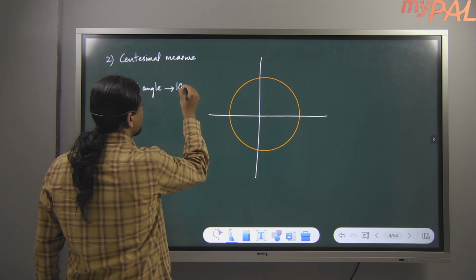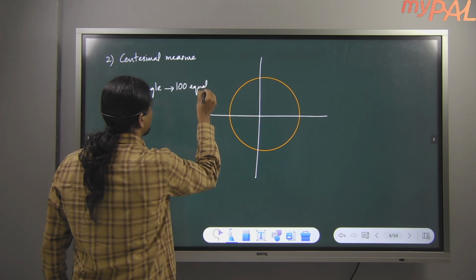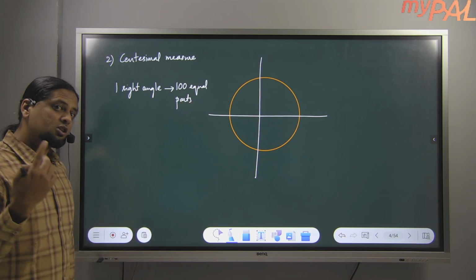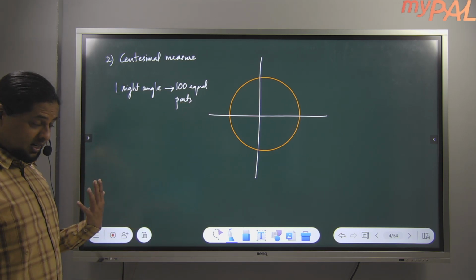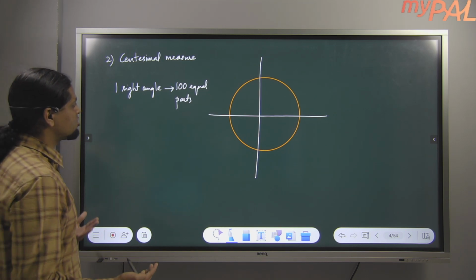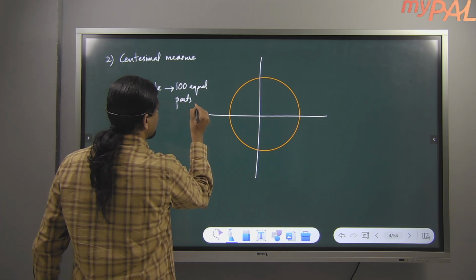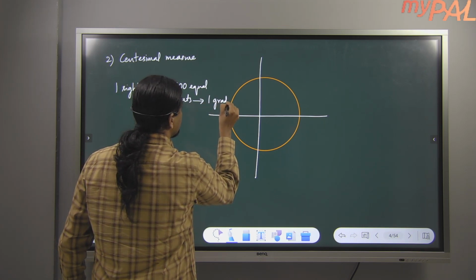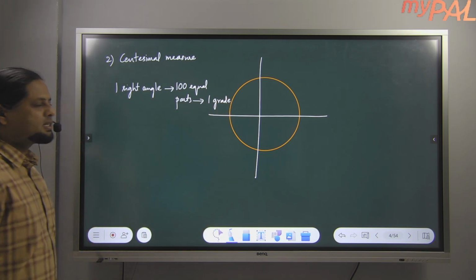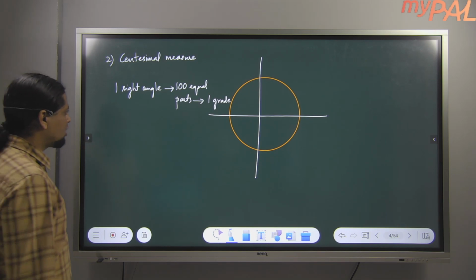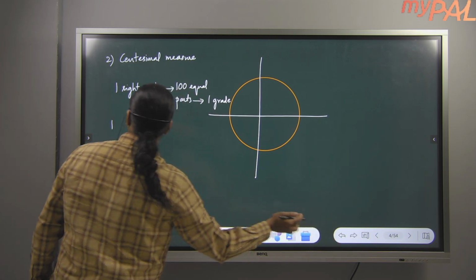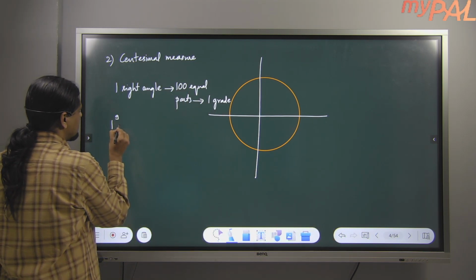When I divide this into 100 equal parts, in the previous case we divided into what? 90 equal parts, and each part was called a degree. That was for the sexagesimal measuring system. When divided into 100 equal parts, each part will be called a grade. Each part is called what? It's called a grade. Now what will I do? I'll write the representation also. This is nothing but one grade.